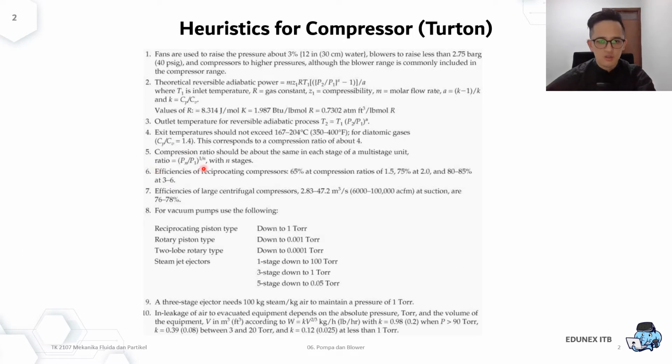So the compression ratio should be about the same in each stage of a multi-stage unit, and efficiency for reciprocating compressor at compression ratio of 1.5 will be around 65%, 75% at 2, and 80 to 85% at 3.80 to 6. While for a centrifugal compressor, the typical compression ratio will be about 4. How and why? We will try to understand that in the next slide.